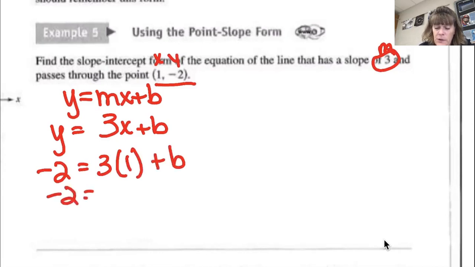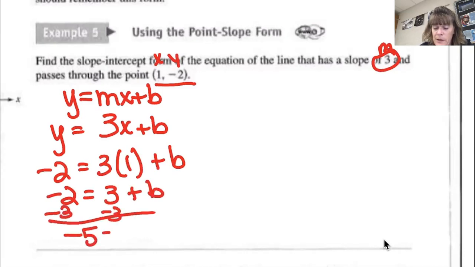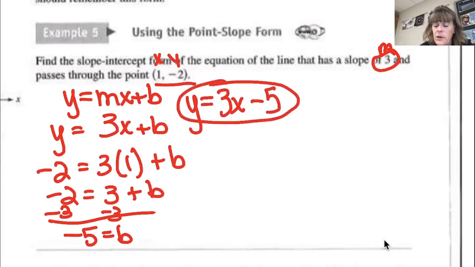So that's negative 2 equals 3 times 1 is 3 plus b. Subtract 3 from both sides, and you get negative 5 equals b. So we found the b, but our actual equation is going to be y equals 3x minus 5. So that's our equation. Okay, so that's using the slope-intercept form of a line.